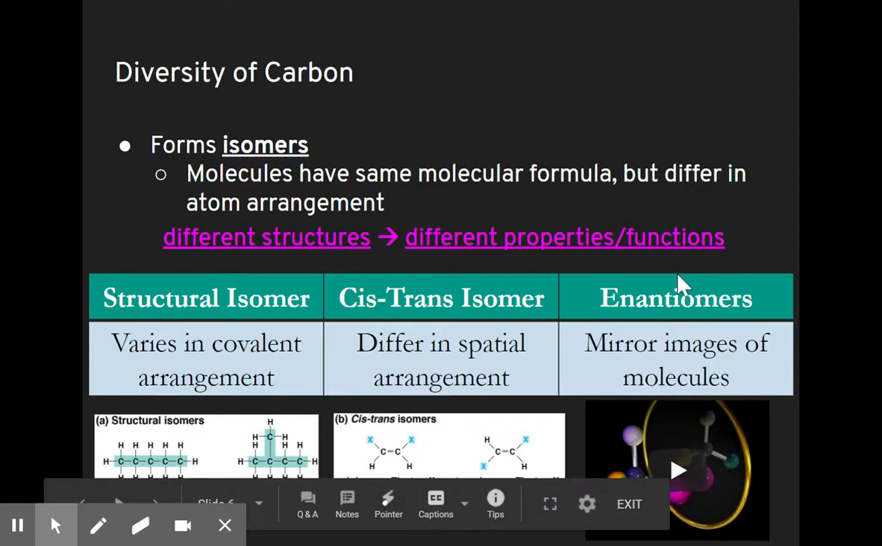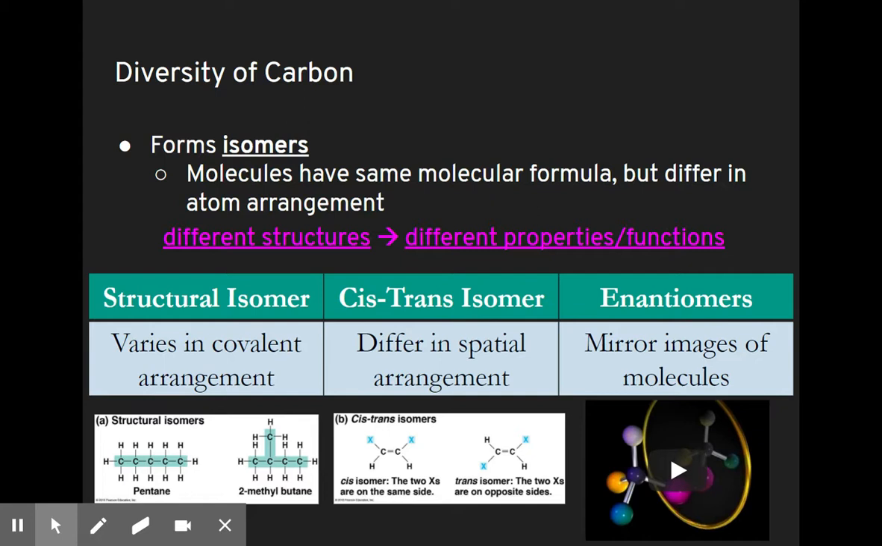Okay, so as you heard, the mirror images of each other are called, one is called R, one is called S. And if you would superimpose them on each other, you're never going to get them to exactly match up. So again, different structure, different function. So we're going to talk more about that.